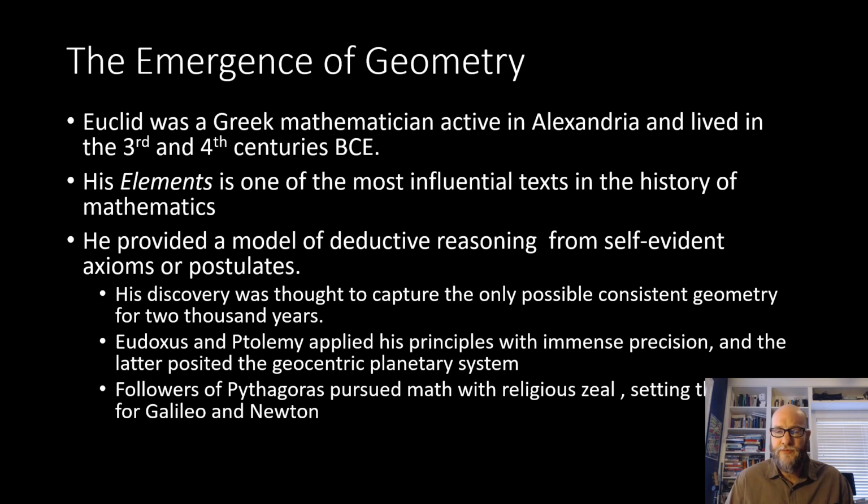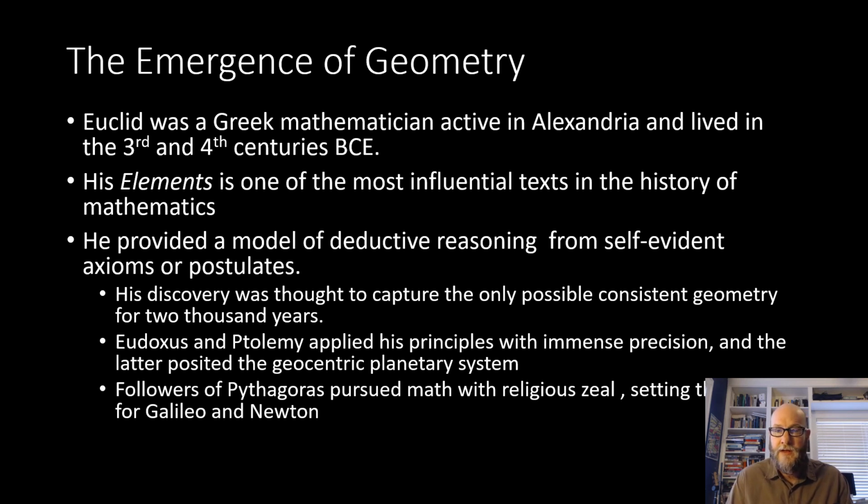His discoveries were thought to capture the only possible consistent geometry for 2,000 years. So essentially, Euclid presented his geometry, and that was the only version of geometry until essentially the modern era. And we have since discovered what are now called non-Euclidean geometries. But he had the monopoly on geometry for 2,000 years. There are some other examples from this era that I'd like to talk about.